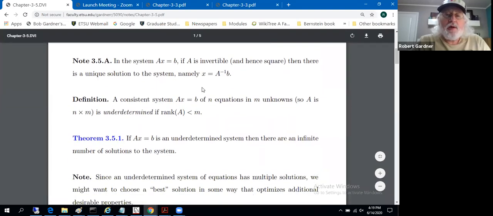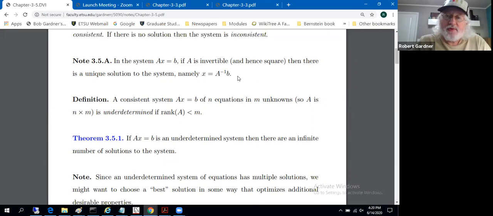Okay, so in a sense, we're not really interested in these types of systems of equations. The story's over with those kinds of equations. A consistent system, so one with a solution, Ax equals b of n equations and m unknowns, so we're taking A to be n by m, is underdetermined if the rank of A is less than m. Okay, so m is the number of columns in A. It's called an underdetermined system if the rank of A is less than m.